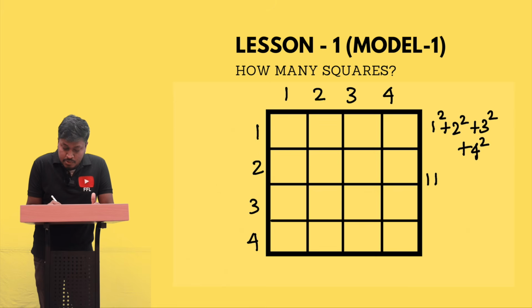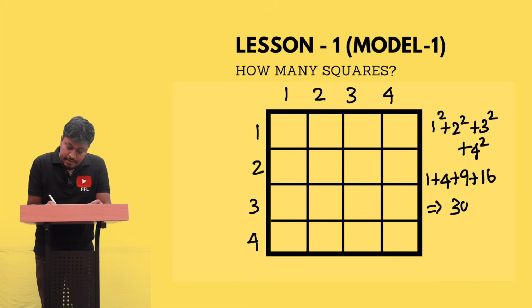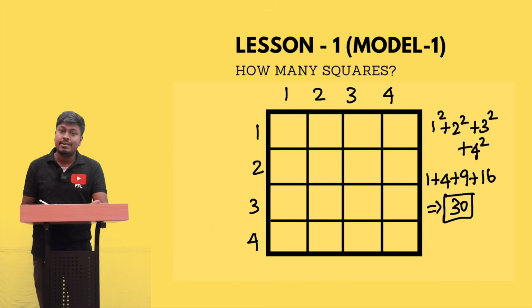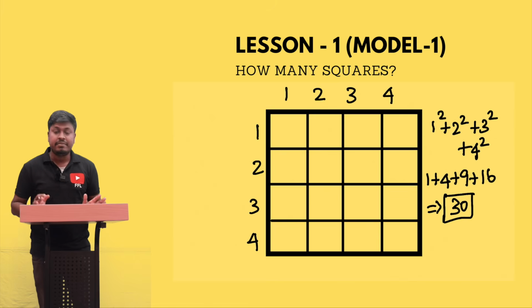So 2 square will be 4. 3 square will be 9, 4 square will be 16. So the resultant answer will be 30. So finally we can say that there are 30 squares in the given figure.